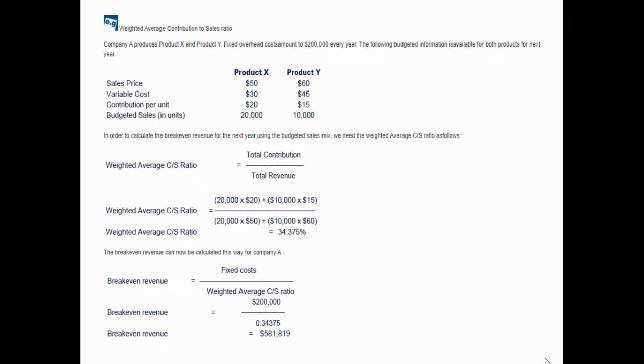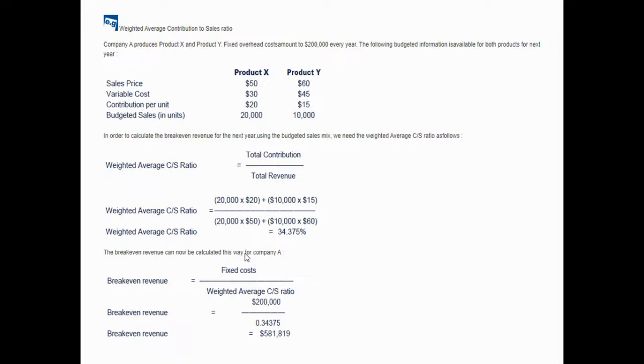Okay, so that is what is shown there. We say in order to calculate the break-even revenue for the next year using the budgeted sales mix, we need the weighted average contribution to sales ratio, which is calculated as total contribution divided by total revenue. So we calculated our total contribution, then we divided it by the total revenue. Then the break-even point will be the fixed cost divided by that calculated weighted average contribution to sales ratio. So we have 581,819. Okay, so that is basically how you would calculate break-even point for multiple products.